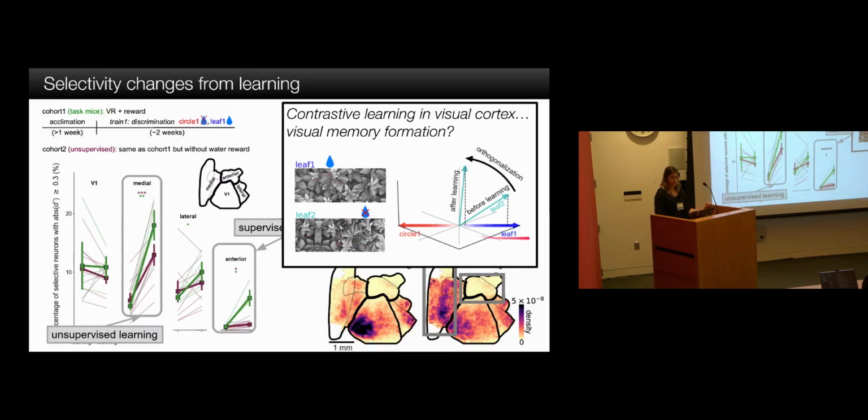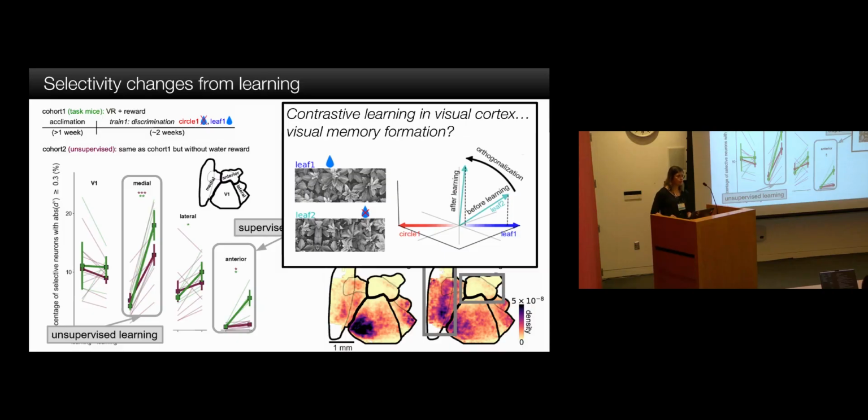Before learning, the first time they see leaf 2, the representations of neurons in these higher order visual areas are quite similar for leaf 1 and leaf 2. But after learning, we see this orthogonalization of these patterns in both the unsupervised and supervised mice. These patterns are visually similar, so they drive these visually responsive neurons similarly, but then they get pushed apart, which we think is potentially some form of contrastive learning happening in this higher order brain area. There's more detail in the paper if you're interested.